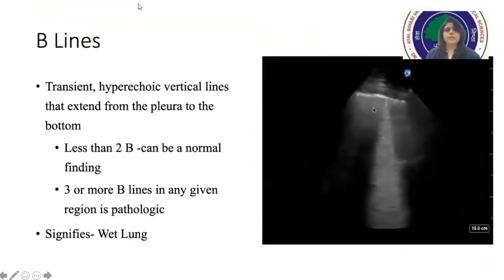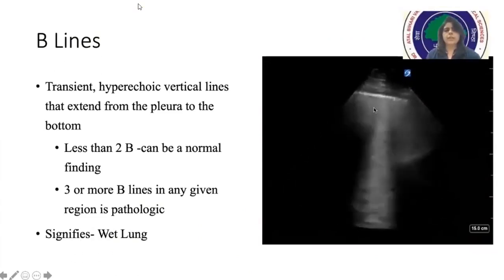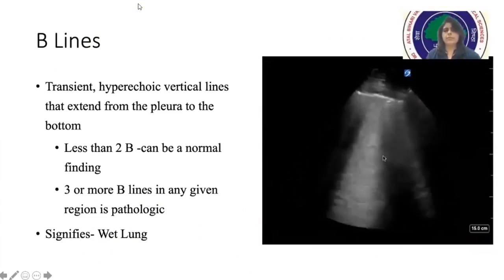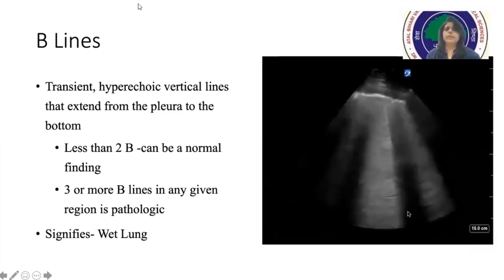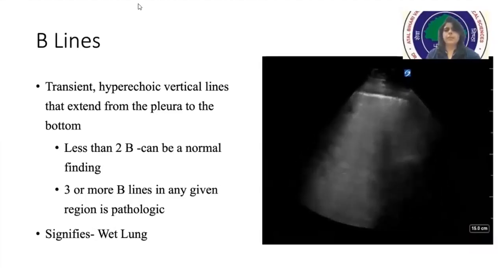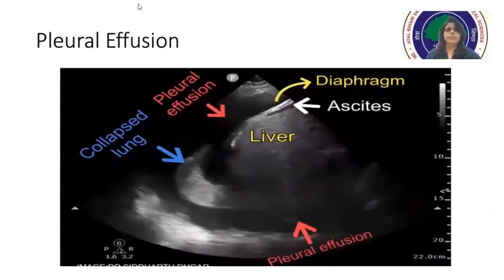So you can see here there are few lines which are transient hyperechoic vertical lines, which are extending from pleura to the bottom. These are B lines. These are abnormal, and this tells us that the lung is wet. Either there is pulmonary edema or could be inflammation.